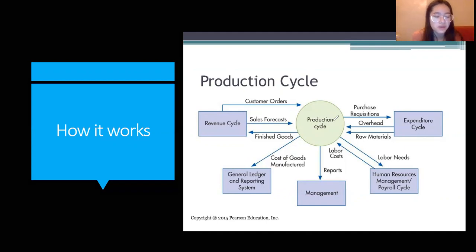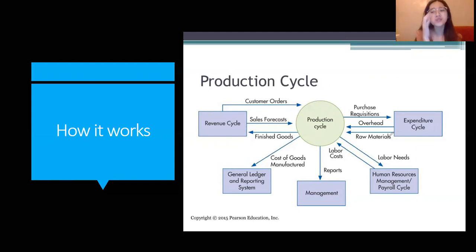Yeah. So the expenditure cycle provides information about, like, the purchase requisition. So the expenditure cycle would inform, okay, this is what raw materials are available and the overhead costs we can incur with your production needs.